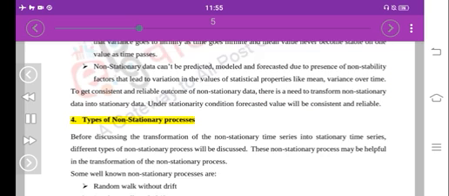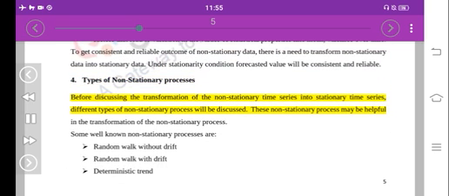4. Types of non-stationary processes. Before discussing the transformation of the non-stationary time series into a stationary time series, different types of non-stationary processes will be discussed. These non-stationary processes may be helpful in the transformation. Some well-known non-stationary processes are random walk without drift, random walk with drift, and deterministic trend.